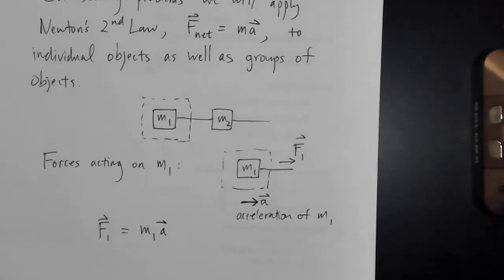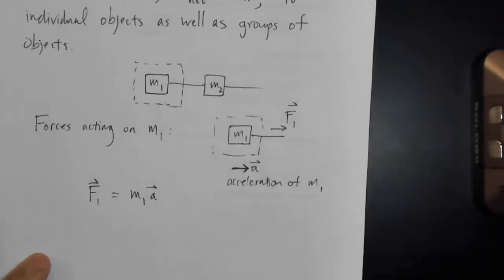Is everybody comfortable with that? It's just like what we did here with the demo. We said, here it came a little bit late. You see that? We just have the string pulling in this direction, and so we have acceleration in that direction, and F1 is equal to M1 times A. Any questions?